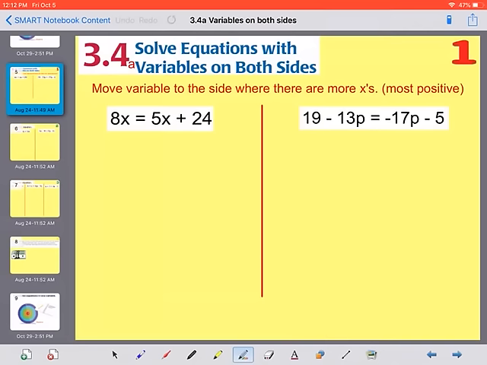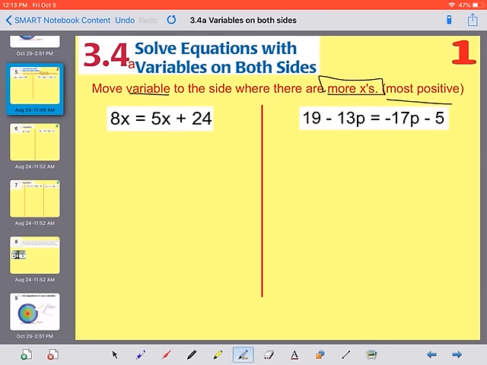Today we are solving 3.4a, which is equations with variables on both sides. Just like what we did with multi-step equations, we're trying to get the letter x by itself, or p, or whatever letter we have, but this time we have more than one x. There might be variables on both sides. So it says move the variable to the side where there are more x's.